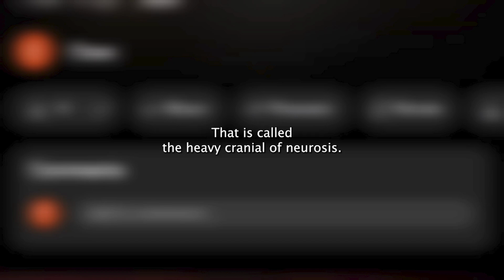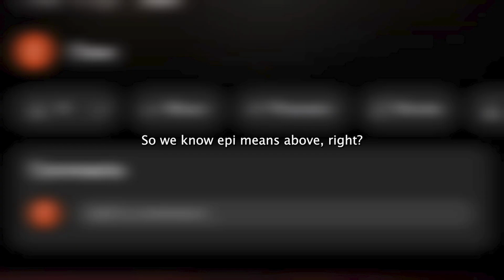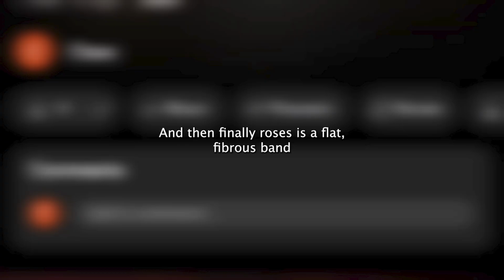But they're connected by a band of fibrous tissue, a big fat band on the top of your head. It's called the epicranial aponeurosis. We know epi means above, right? So epicranial means above the head, or above the cranium. An aponeurosis is a flat, fibrous band that connects two structures. And we have other aponeuroses in the body.